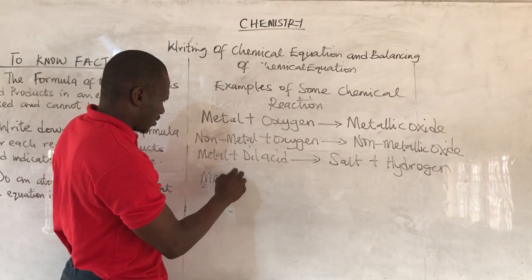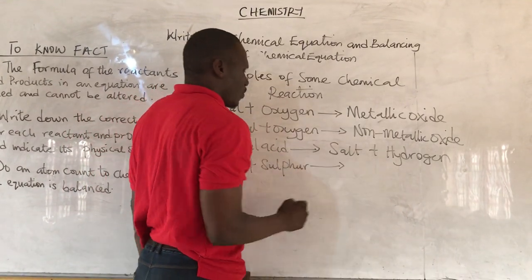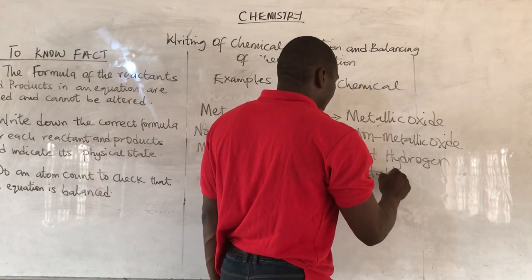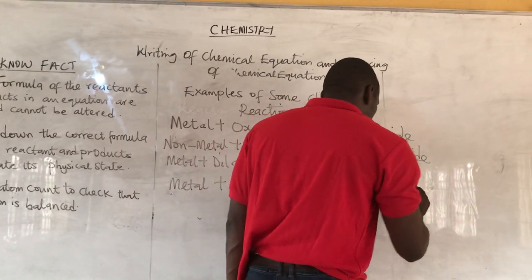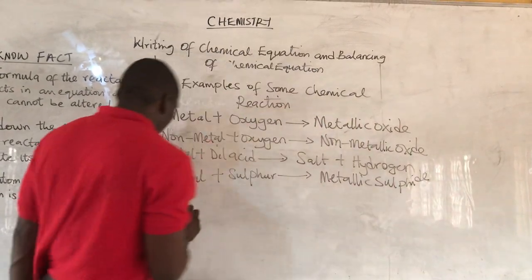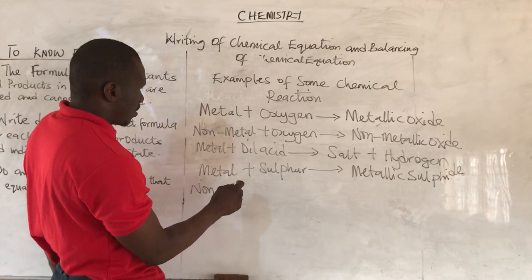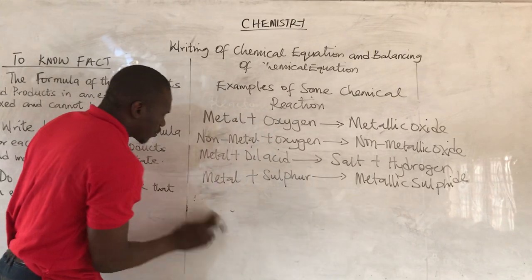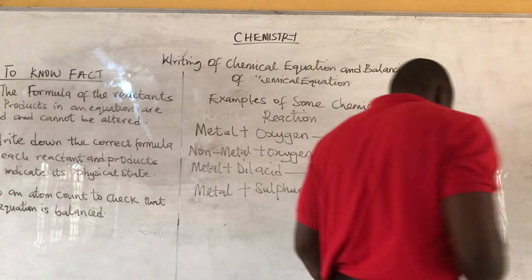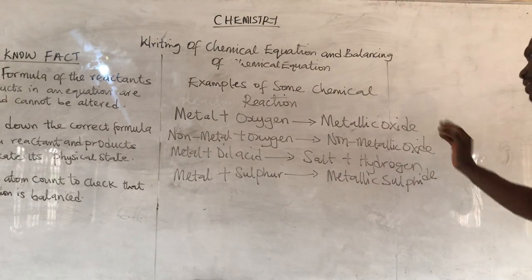Let's see. Metal plus sulfur will give us what, my class? Give us metallic sulfide. We can also have a non-metal. Okay, let's first deal with this view. Let's quickly see equations on this, and let's see how we can balance some of these few equations before we go on. Let's see. Metal plus oxygen, metallic oxide.